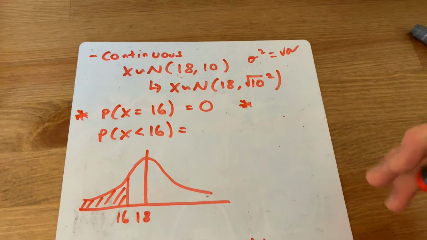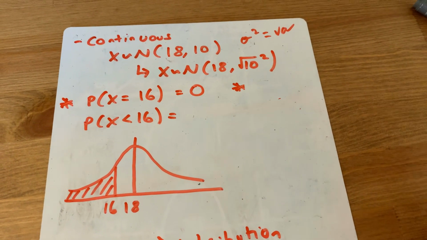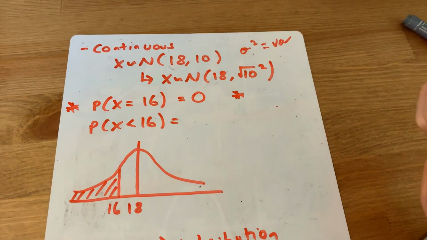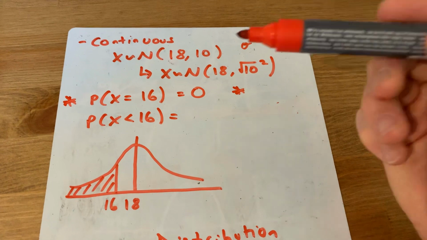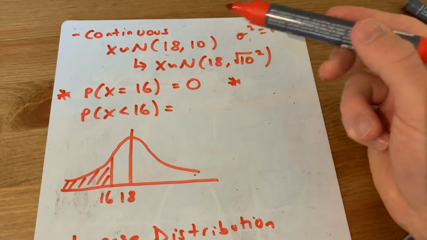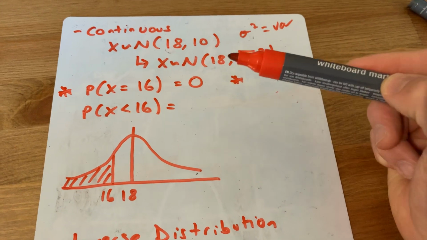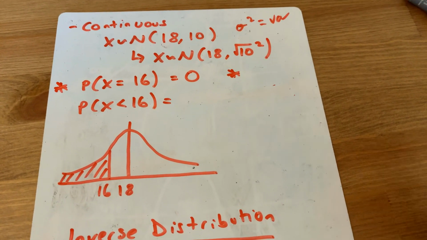Now, when we said for the binomial, if we had P(X = 3) or something, we could get a value for that. The key thing which we just need to understand now is because this is continuous, it can take any value in a range. If we consider this distribution, 18, 10, the probability of X equaling 16 is 0. It is so infinitesimally small that we are going to say it is 0.